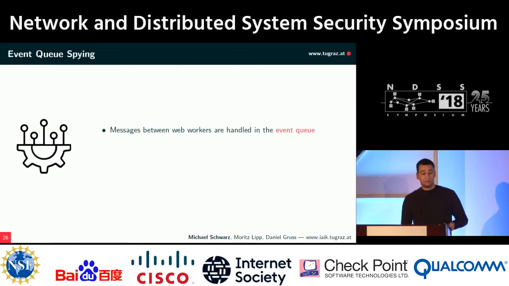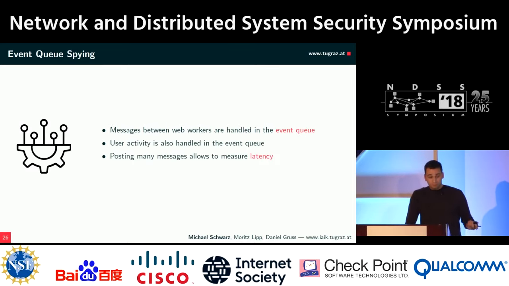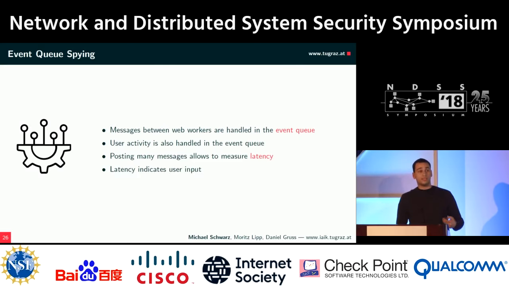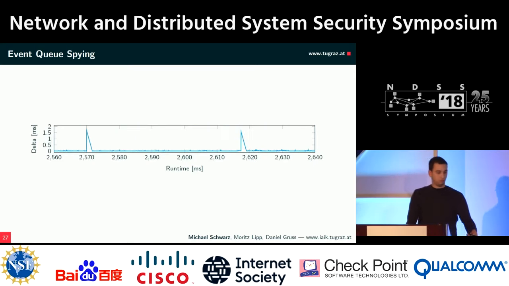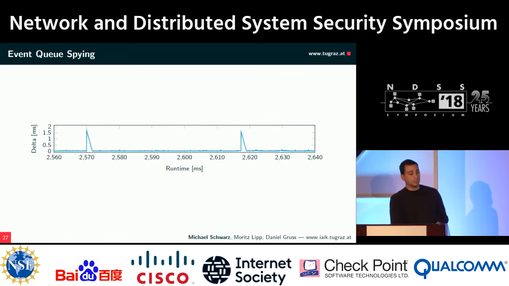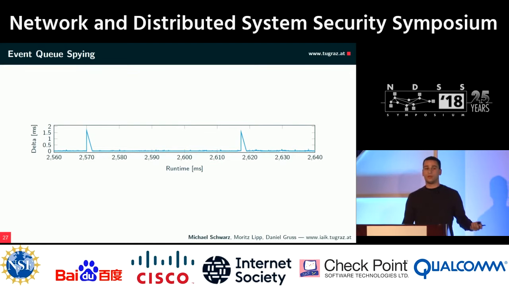For multithreading, if we add our delay, then there's an attack that doesn't work anymore. It measures the latency of the event queue by posting a lot of messages and measuring the latency. And if you have high latency, then we know that there's a user input happening. And that stopped working. That looks like that. The spikes indicate a high latency, and there's a user input, and we can spy on keystrokes.